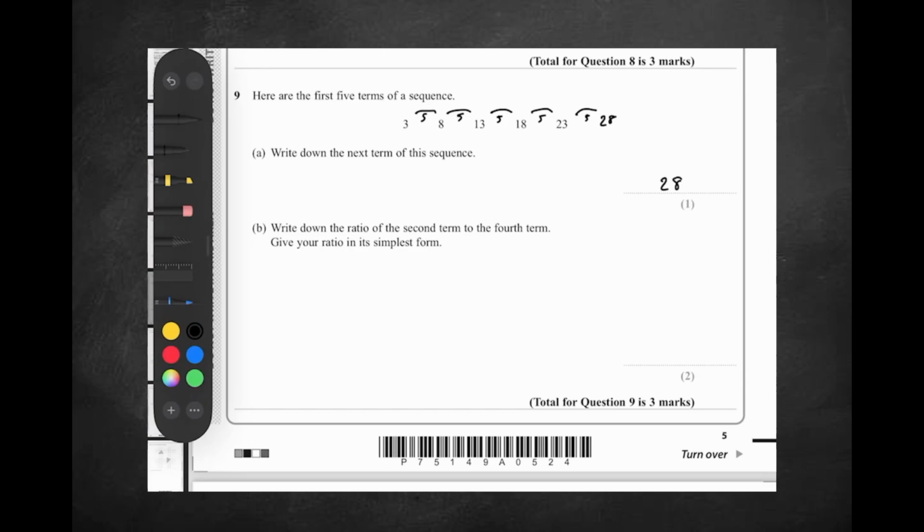Part B. Write down the ratio of the second term to the fourth term. Give your ratio in its simplest form. So the second term is 8, the fourth term is 18. So the ratio is 8 to 18. Both these numbers divide by 2. 4 to 9. And we can't simplify that any further.